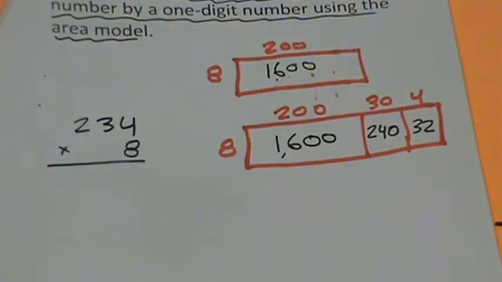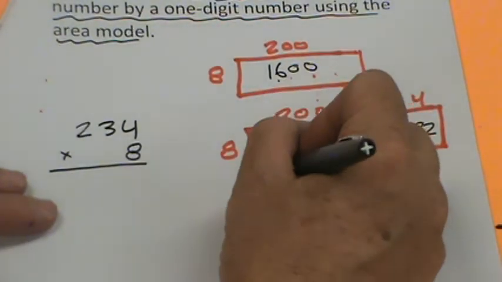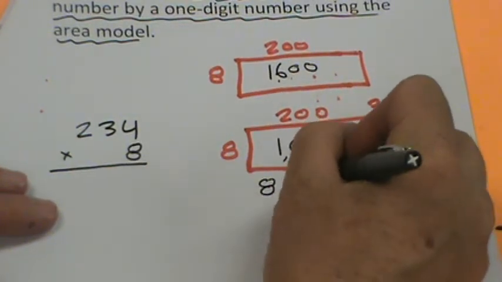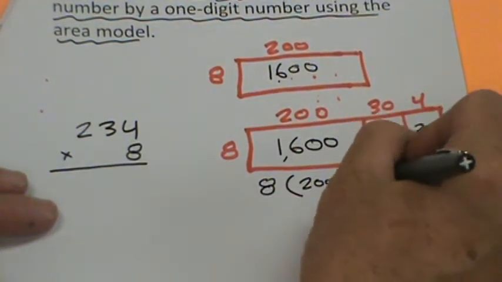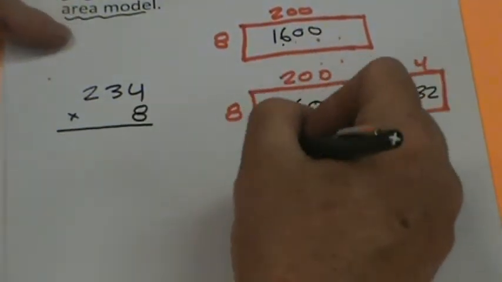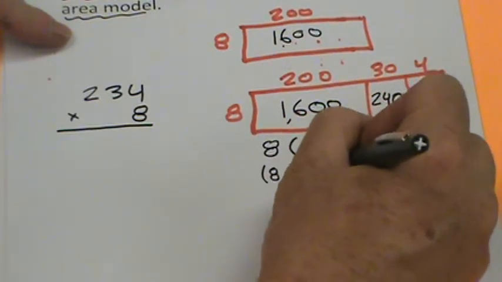Now, how would this work when we're talking about partial products? We're going to go into reverse, but let's just see what's happening here. So, this is 8 times 200 plus 30 plus 4. Okay, so 8 times 234, right? That's what that means. So let's do the first leg of this with Mr. Leggett. We're going to do 8 times 200.